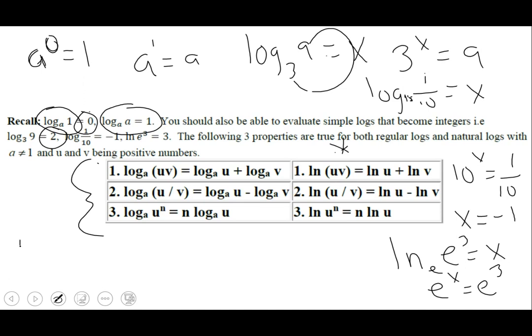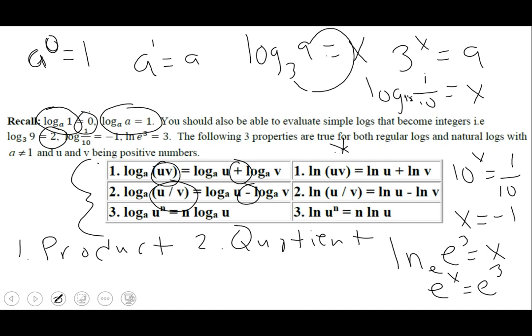So property number 1, the idea that multiplication can be broken up into addition, is called the product property. Property number 2, the idea that division can become subtraction, is called the quotient property. And number 3, the idea that you can take some exponent and move it down to the front, is called the power property. On the left side, you see it for the logs. On the right side, you see it for the ln's. Again, it works for logs of any base.